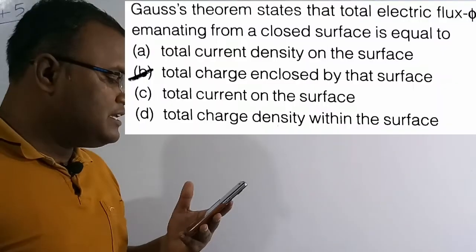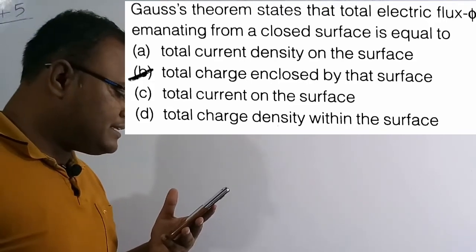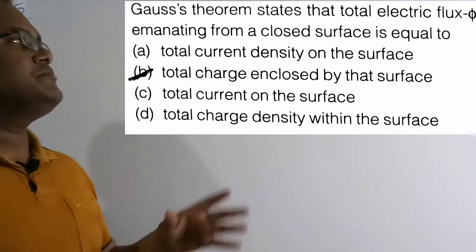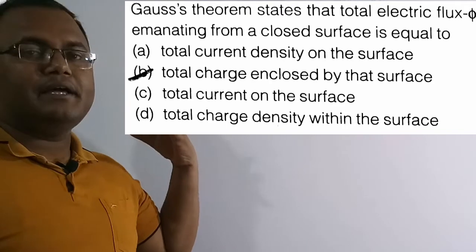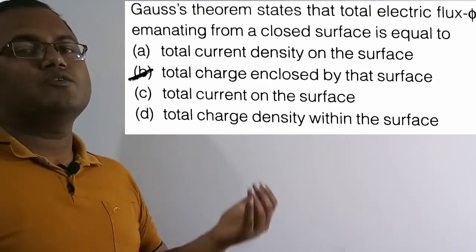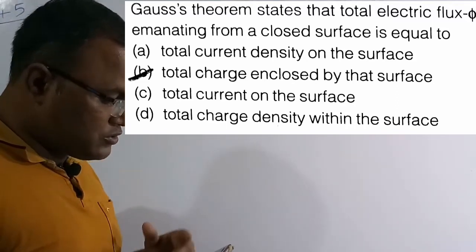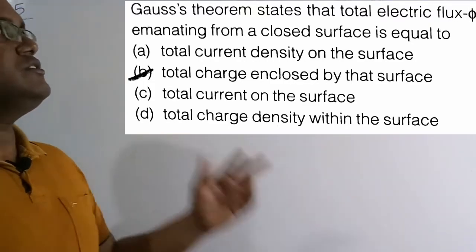So now we are going to solve the 45th question. See the question here. Gauss theorem states that the total electric flux phi emanating from a closed surface is equal to. So basically the Gauss theorem tells you that the total electric flux emanating from any closed surface is equal to the amount of charge enclosed by that closed surface. So out of these four options, option B, the total charge enclosed by that surface, is the correct solution of this question. So let's solve this numerical.